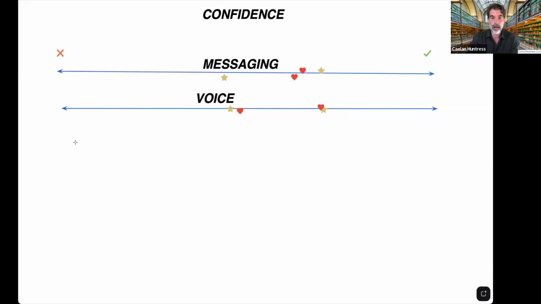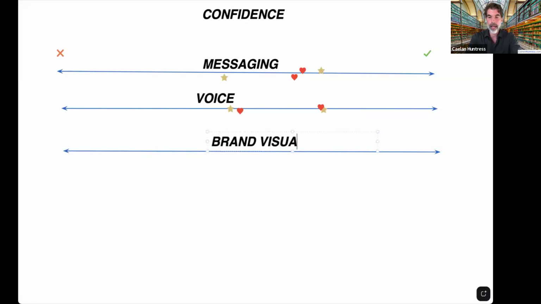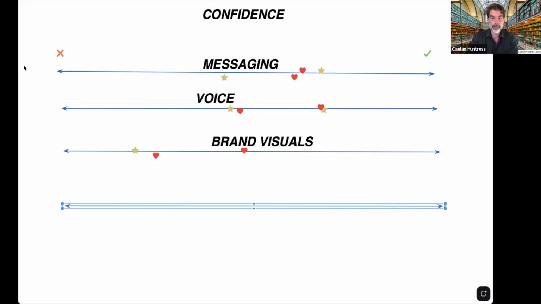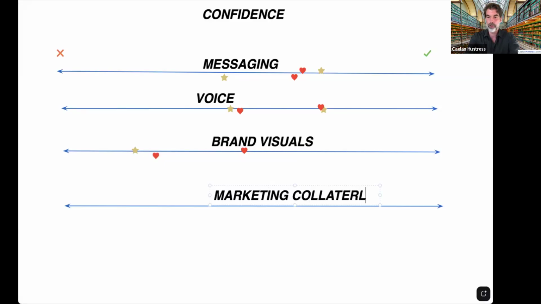Great. Now let me know about how you feel about your brand visuals. If you're very happy with them, if they're very defined and you like them a lot, stamp over towards the right. Not so much, stamp over towards the left. Great. And now let me know how you feel about your marketing collaterals, your brochures, your website, your newsletter, the stuff you need for marketing. How confident do you feel?